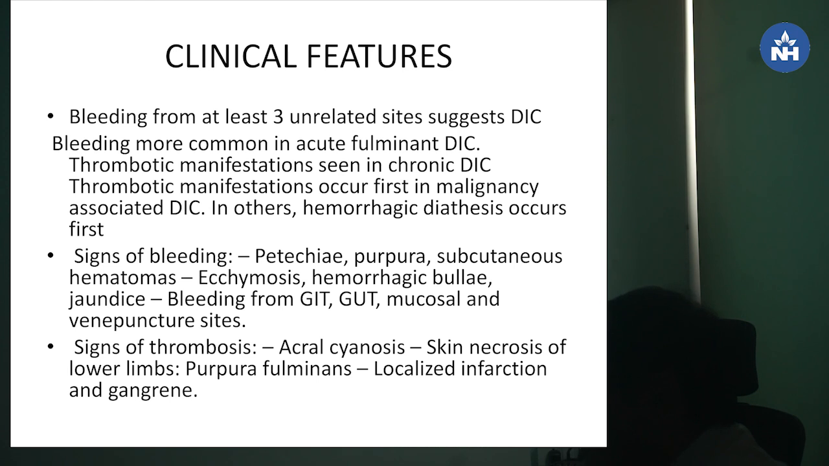Clinical picture: bleeding from at least 3 unrelated sites suggests DIC. Bleeding is more common in acute fulminant DIC. Thrombotic manifestation is seen in chronic DIC. Thrombotic manifestation occurs first in malignancy-associated DIC. In other cases, hemorrhagic DIC is much more common. Signs of thrombosis are acral cyanosis, skin necrosis of lower limb, purpura fulminans, and localized infarction and gangrene.